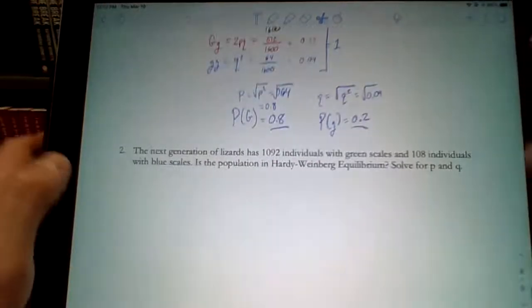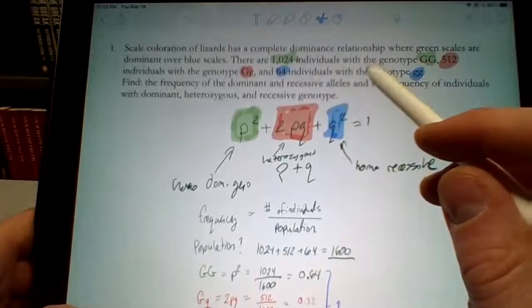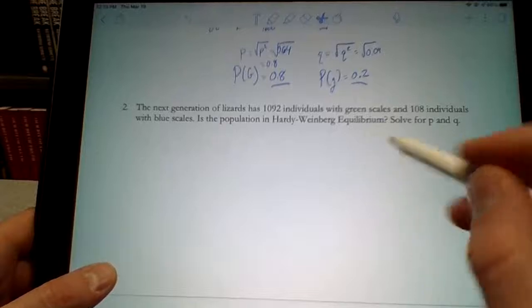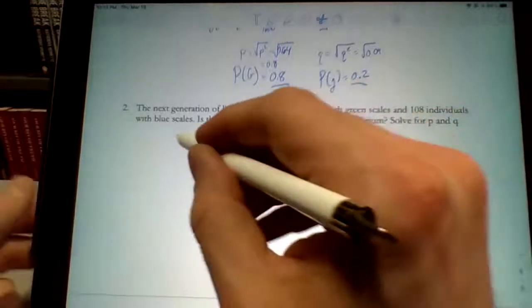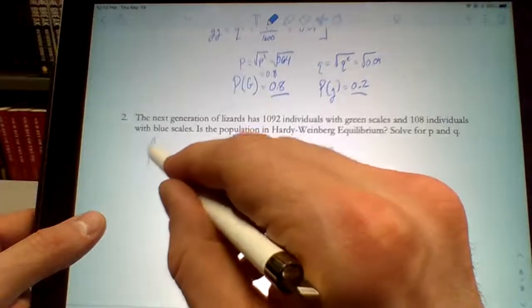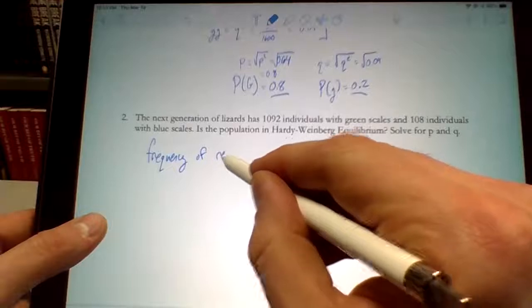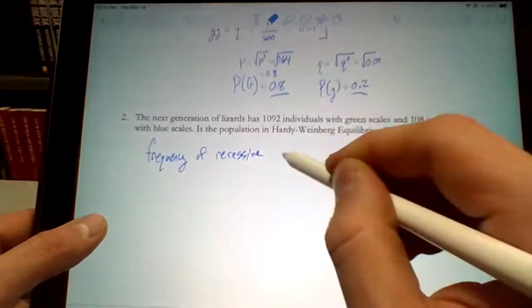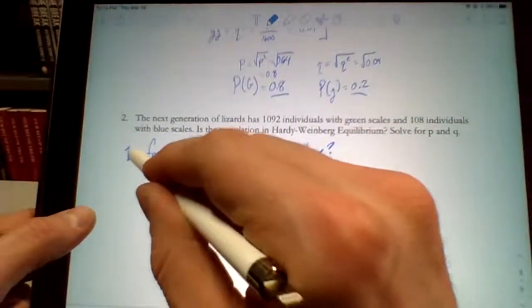All right, the next generation of lizards has this many individuals with green scales and this many individuals with blue scales. And they said that the blue scale is the recessive one, right? Green are dominant over blue. Okay, so solve the equilibrium. So we have 108 and 1092. So what we want to do first is find out the probabilities, or what's the frequency of the recessive phenotype. That's sort of our step one.